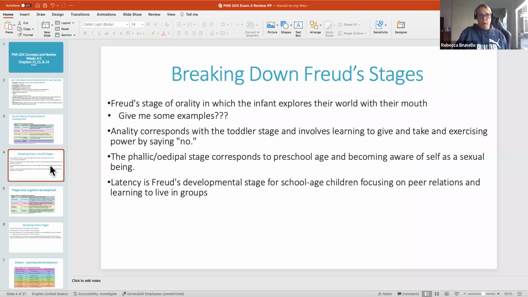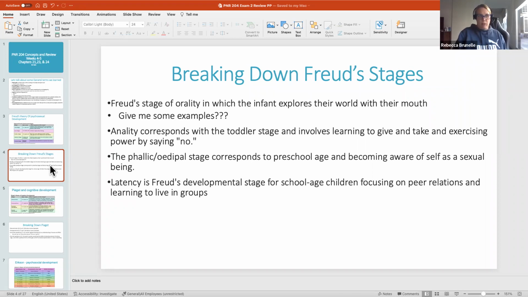In terms of Freud, we've talked about most of these points on this slide, but Freud's stage of orality is the stage in which the infant explores the world with their mouth. This is going to be tasting things, putting their fingers in their mouth. This is how the babies get to know their environment. Anility corresponds with the toddler stage, and learning to give and take and exercising power of saying no. So anility is the potty training stage, and also that Erikson stage of autonomy versus shame and doubt, where they're really wanting to become autonomous and they say no a lot.